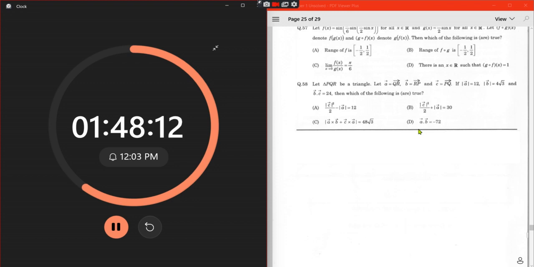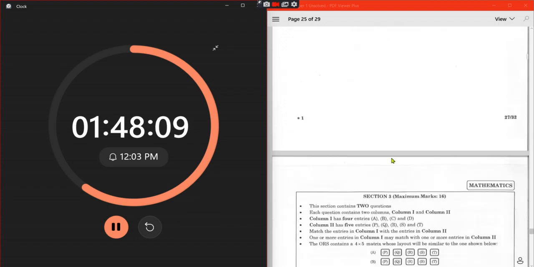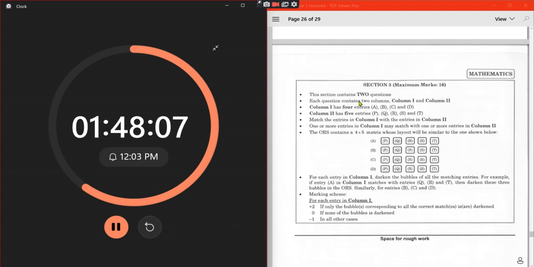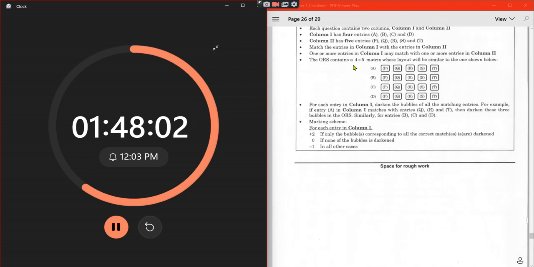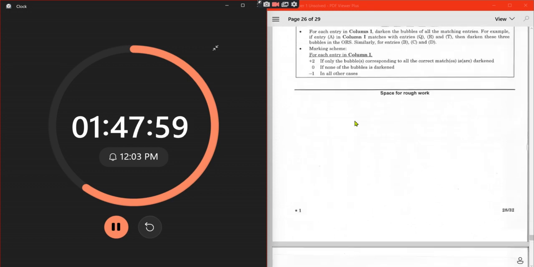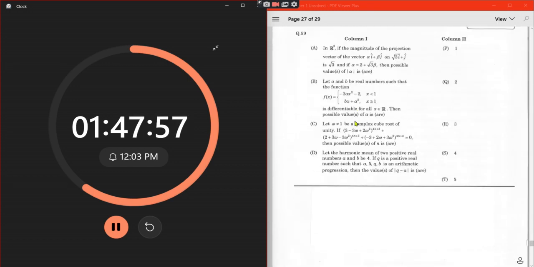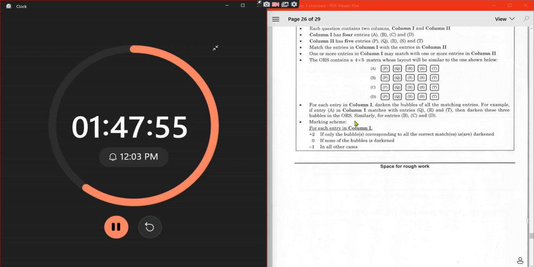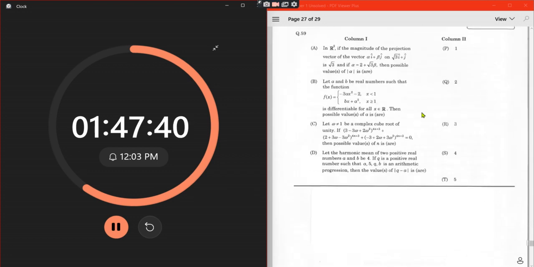59. 59 is, oh, what is this? 2 questions. Each question contains 2 columns. Okay, match the column. Fine. Wait, now see how to match. Darken the bubble of all the matching entries. For example, if entry A in column matches with the entries Q, R, S. Oh God, we'll have to do all of them. Okay, whatever. Oh, good, they did well, these are separate ones.